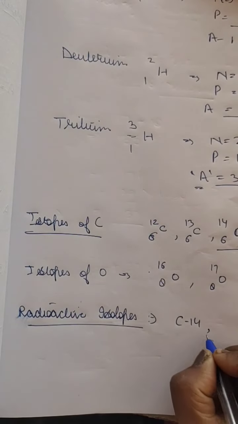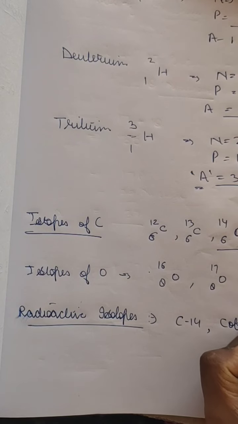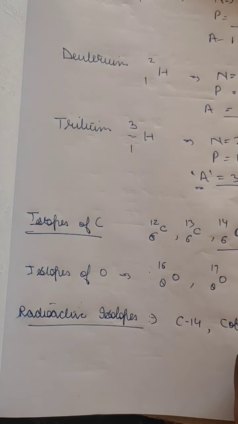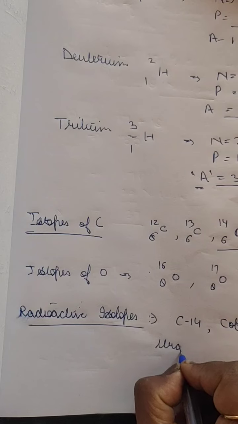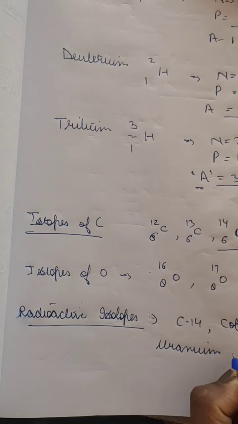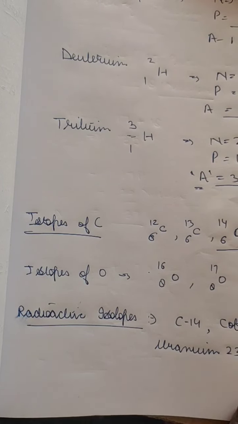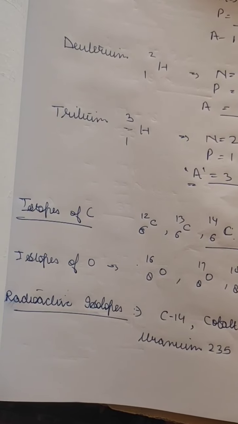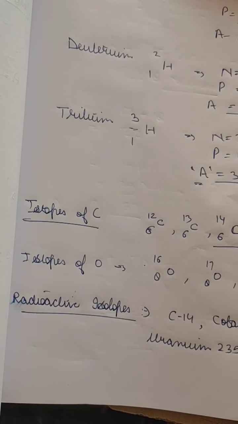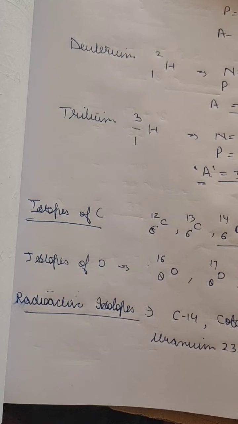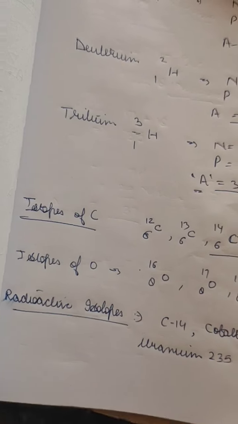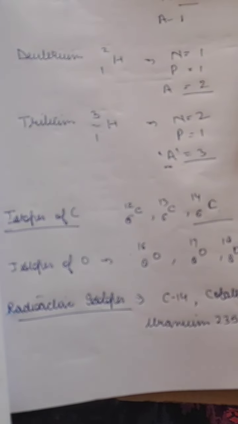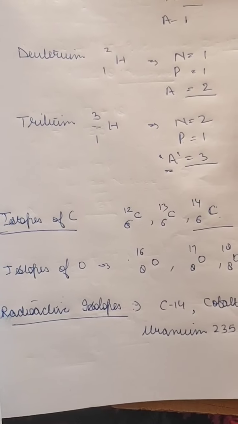Okay, then it's cobalt-60, uranium-235. All these are radioactive isotopes. Now, very high energy radiations are emitted from these radioactive isotopes, which are harmful to human beings. Since they are harmful to human beings, it does not mean that we don't use them. We have to be very, very careful while using all these isotopes.